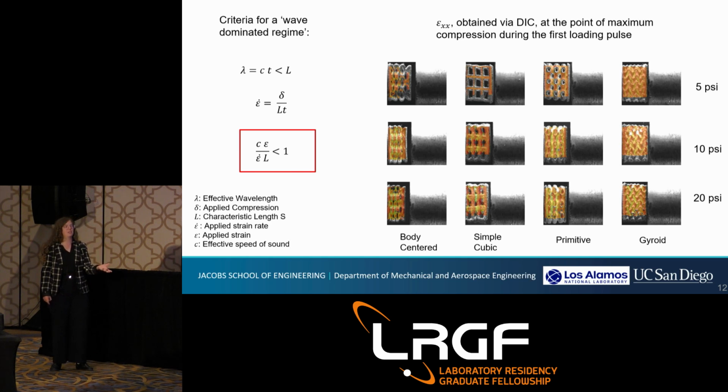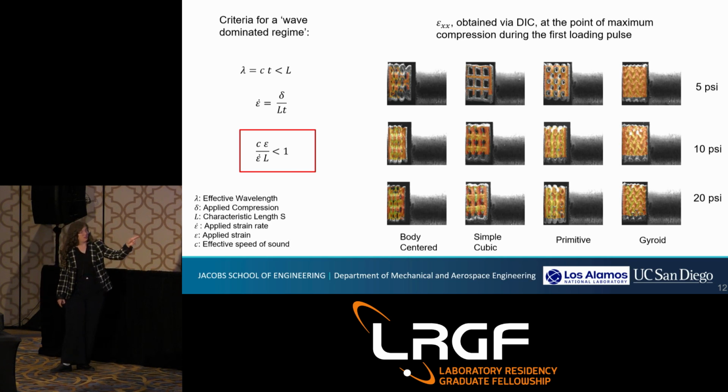This characteristic length can be either the length of your entire sample or the length of a single unit cell row within the sample, depending on what level of localization you want to look at. So we do some math, move some things around, get this dimensionless parameter, and say that you should be in this wave-localized regime when this dimensionless parameter is less than 1.